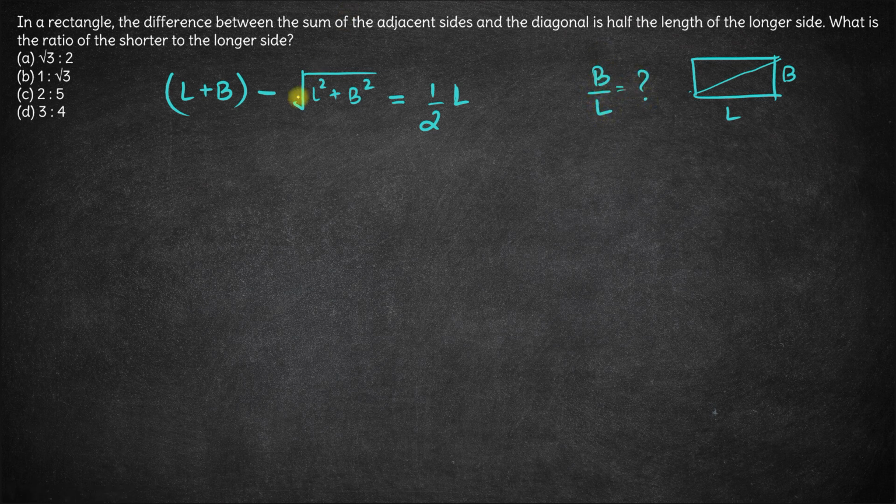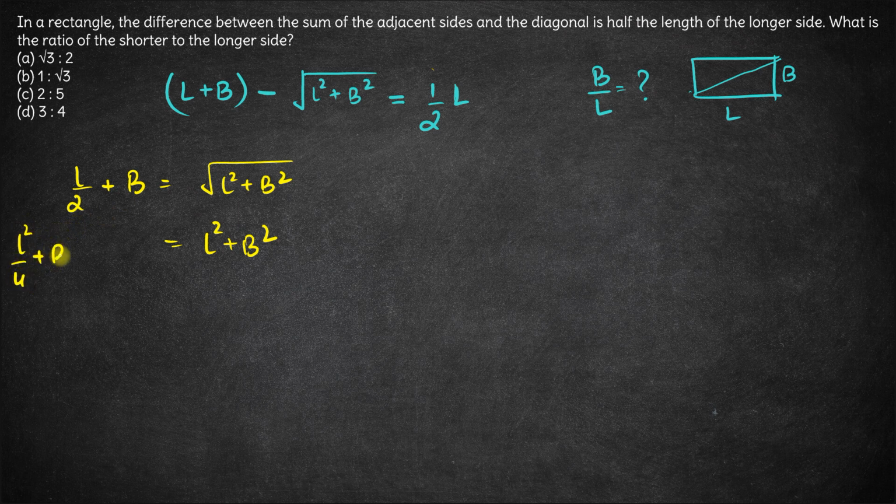Okay. So let's simplify this first. Let's bring this term on the left side and this whole term on the right side. So L minus half of L will be L by 2 plus B is equal to square root of L square plus B square. Now squaring both the sides, the right hand side will be L square plus B square. The left hand side will be L square by 4 plus B square plus twice of this into this, which will be L into B. So B square cancels out.